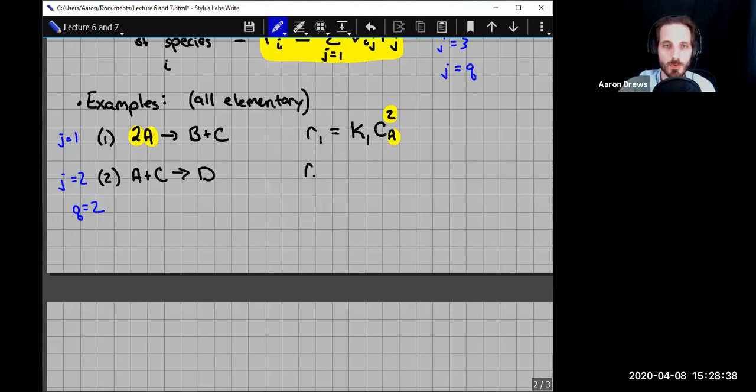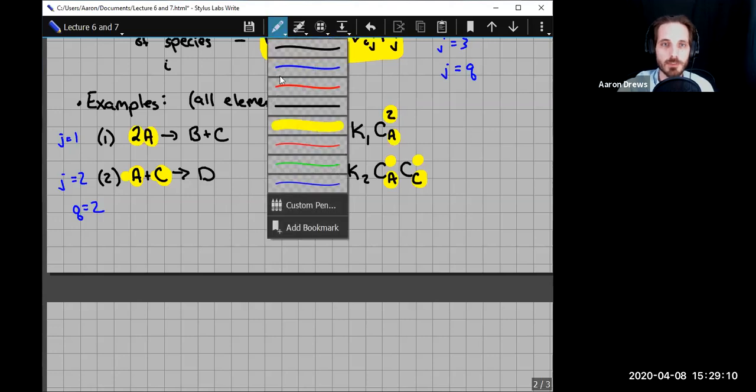Similarly, the rate for reaction 2 is denoted as R sub 2, rate constant of 2 times C sub A times C sub C. Again, the subscripts here, the A and the C, are coming because we have reactants A and C, and the powers up here, which are basically just left off, they're 1s. That's because the stoichiometric coefficients on both of those are 1. And so we've got our rates here.